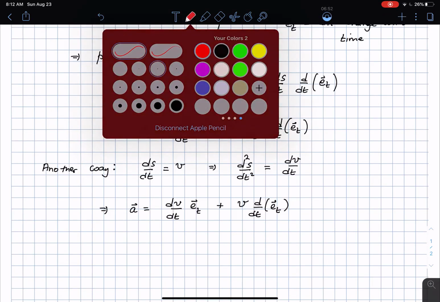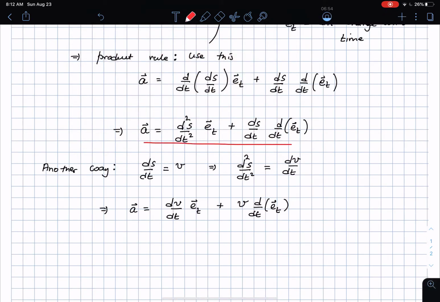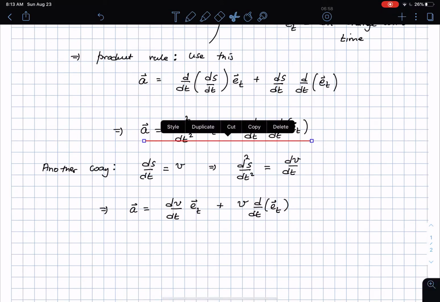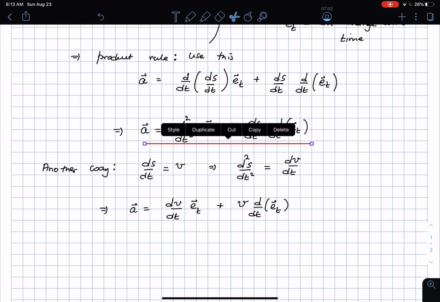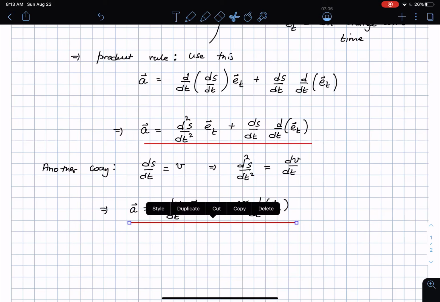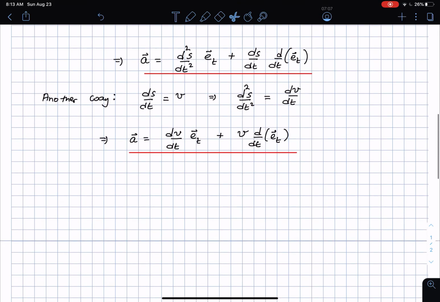I'm just going to underline some of these things. So there is one way of writing it. Then there is another way of writing it, which I have written down below here. Okay, so this is the other way of writing the acceleration vector.